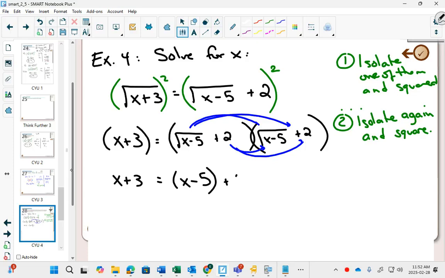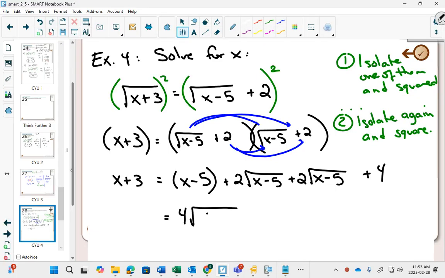2 times the square root of x minus 5 will be 2x minus 5 inside the square root still. And then the inside is again going to be that. And then 2 times 2 is plus 4. So, I started with 2 square roots, I squared both sides, and I still have 2 square roots. However, do you notice that the 2 square roots that I still have are actually like terms? I could add them together. So 2 of these plus 2 of these will be 4 of those. Does that make sense?